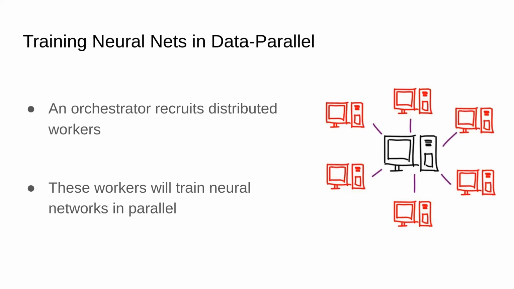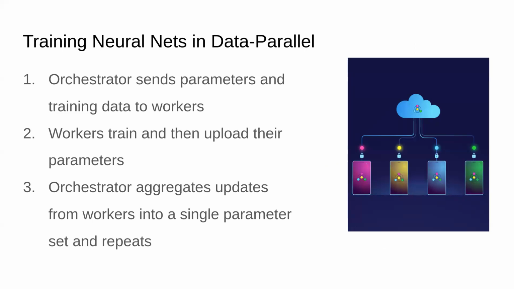Now, parallel learning consists of an orchestrator which recruits several distributed workers that it hopes to use to train neural networks in parallel. And it proceeds in cycles of the following 3 steps. First, an orchestrator sends parameters and training data to workers. The workers will then train those parameters on that data and then upload the resulting parameters back to the orchestrator, which will then aggregate all those parameters into a single parameter set and repeat the process to continually improve the performance of the neural net.